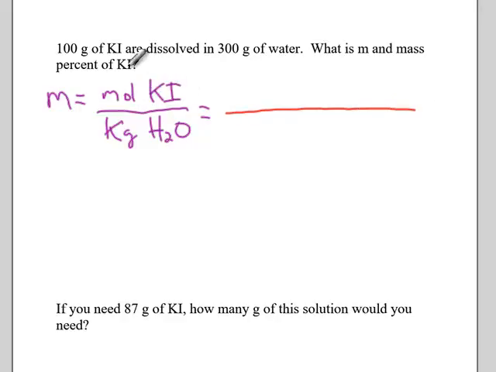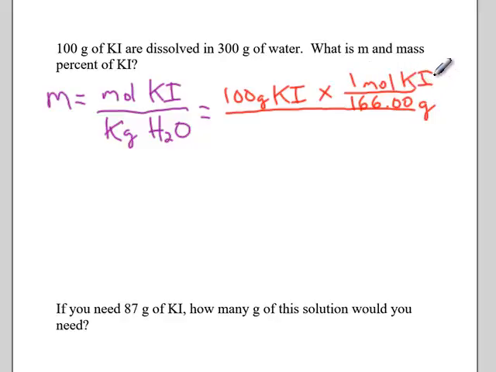The moles of potassium iodide we get from the grams of potassium iodide. And then our conversion factor we need is the molar mass. So from the periodic table, the molar mass of potassium iodide, 166 grams is 1 mole of potassium iodide.